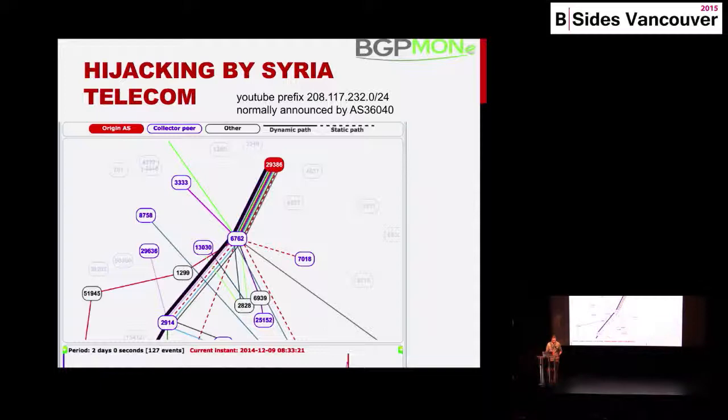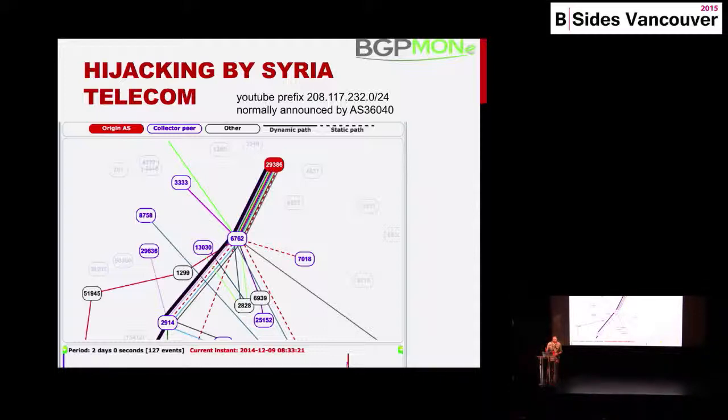This is a visualization of what the internet looked like for one particular prefix at that point, or at least a snapshot. So we're looking at the YouTube prefix 208.117.232/24, normally announced by Google/YouTube. Now it was announced by ASN 29386, which is the Syrian National Telecom Establishment, the main ISP, the only ISP there. So it originated that. It was connected to the next one, 6762, which is Telecom Italia, one of the largest ISPs in the world.